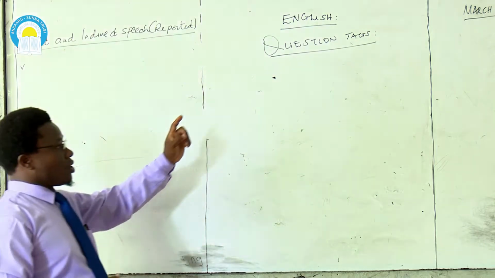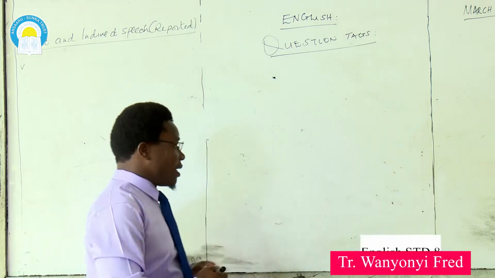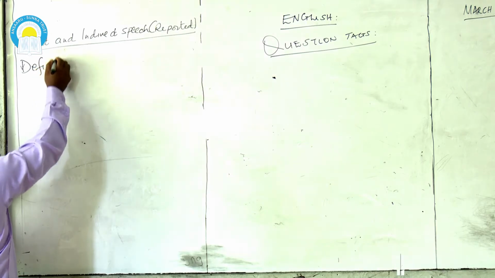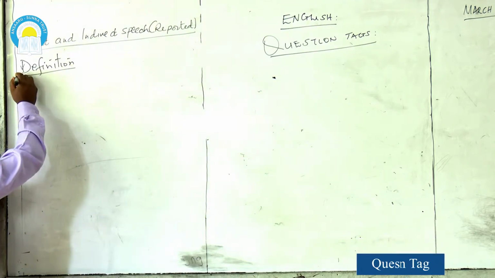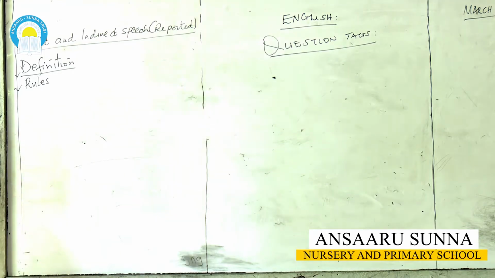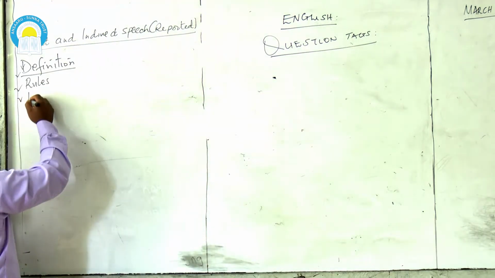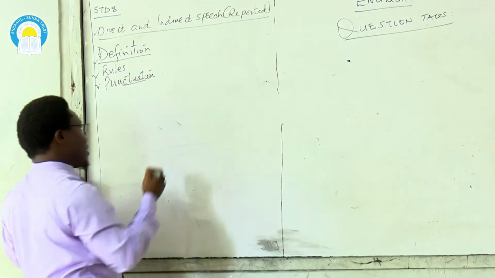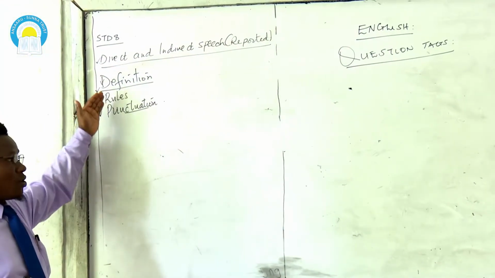Basically, when we talk about question tags, what should come to your mind is as follows. 1, find out the definition of question tags. 2, find out the rules governing question tags. 3, find out punctuation on question tags. So 3 things are very vital when it comes to question tags.